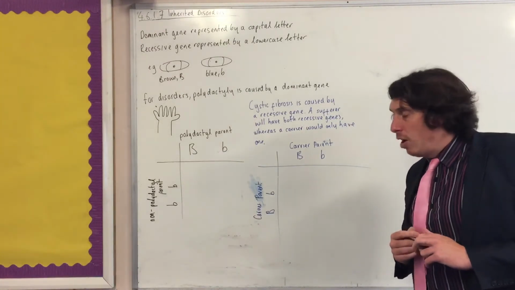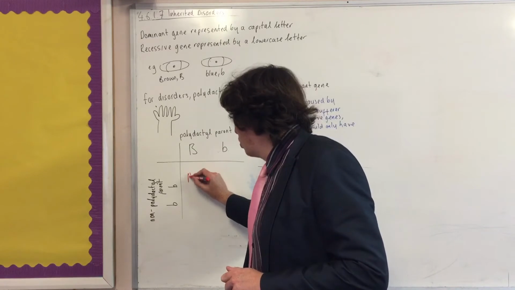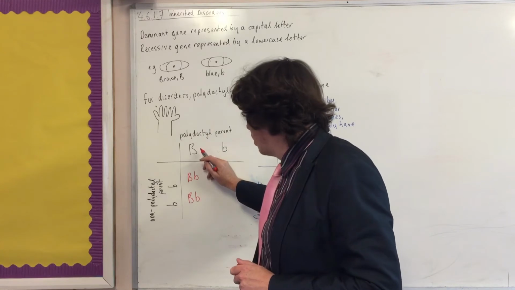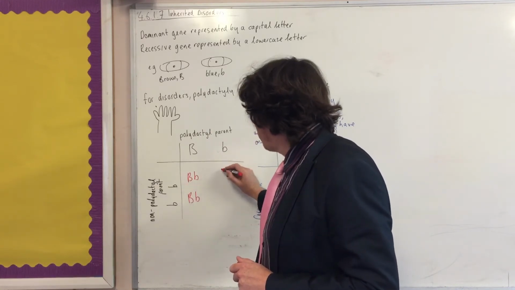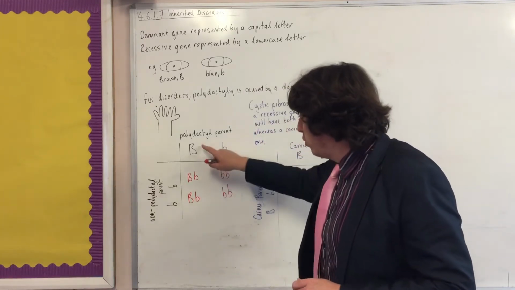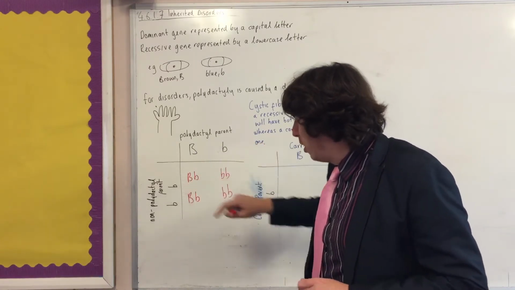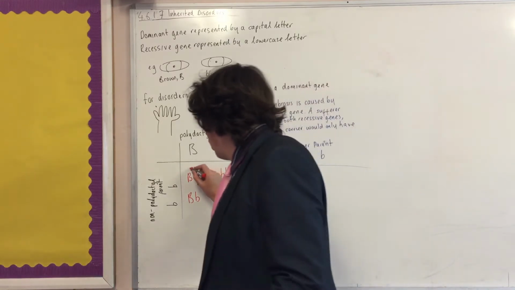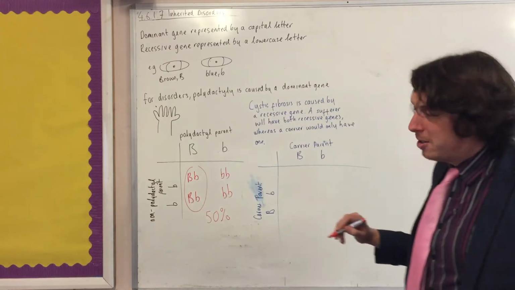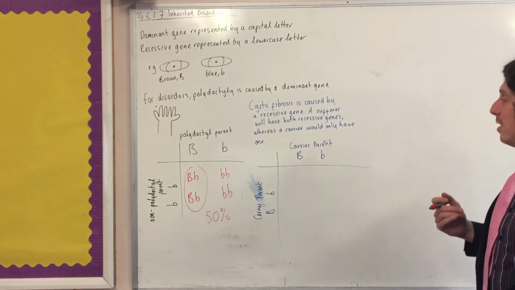So if we have a look at the chance of an offspring having polydactyly, here we've got capital B, lowercase b from one parent. We've got lowercase b and lowercase b from the other parent. On my Punnett square I've referenced these values: capital B, lowercase b, and lowercase b, etc. Therefore, the child would have a 50% chance of being polydactyl.